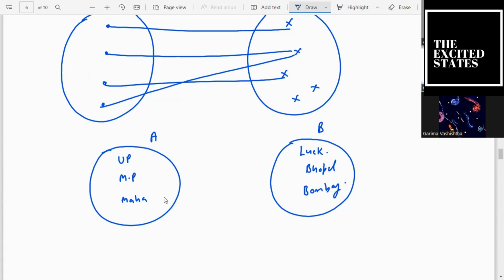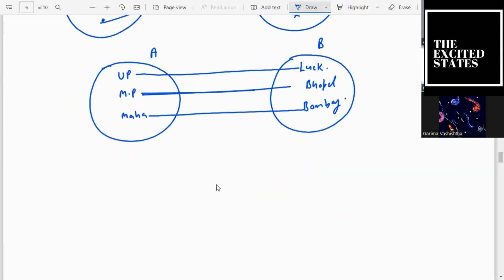Now, what will be the matching that can be here? UP will match with Lucknow, MP with Bhopal, and Maharashtra with Bombay. So that means there is a special kind of relationship between the elements of set A and the elements of set B. So the mapping between two sets, set A and set B, is called the relationship. So mapping is simply called the relationship.